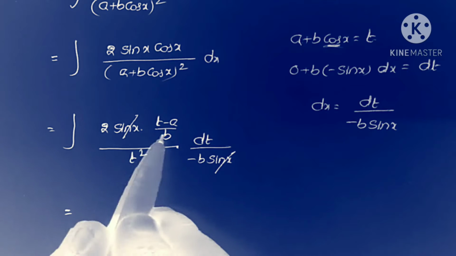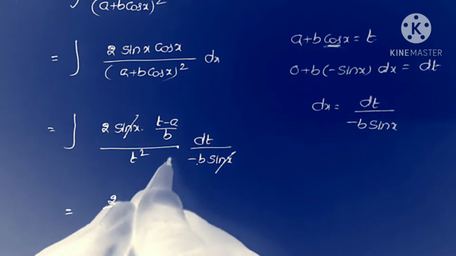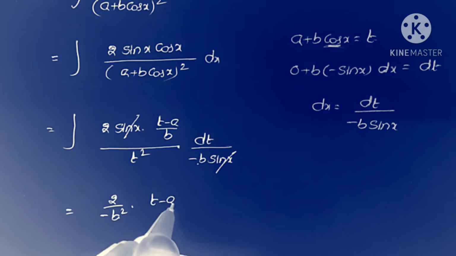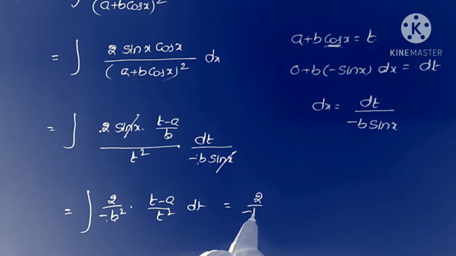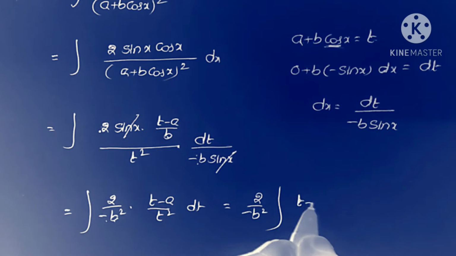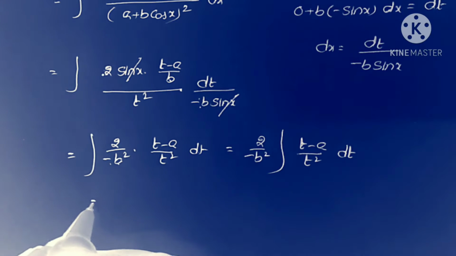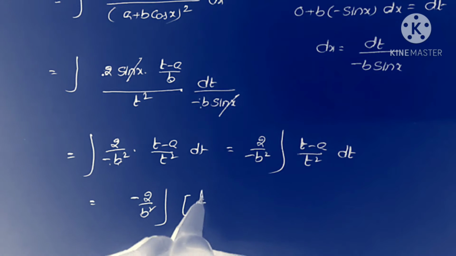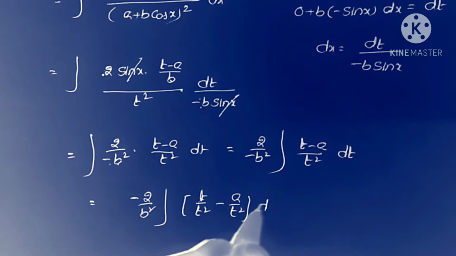What are the constants? 2 by b into minus b, that is 2 by minus b square, into what is the remaining value? (t minus a) by t square into dt integral. Now taking the constant before the integration, 2 by minus b square into the integral of (t minus a) by t square into dt. Now separating the denominator, that is equal to minus 2 by b square into the integral of first value t by t square minus second value a by t square into dt.